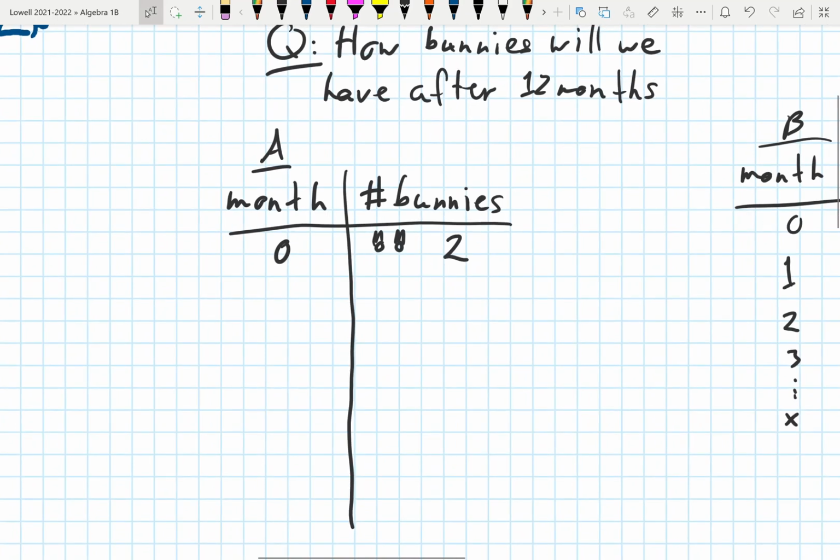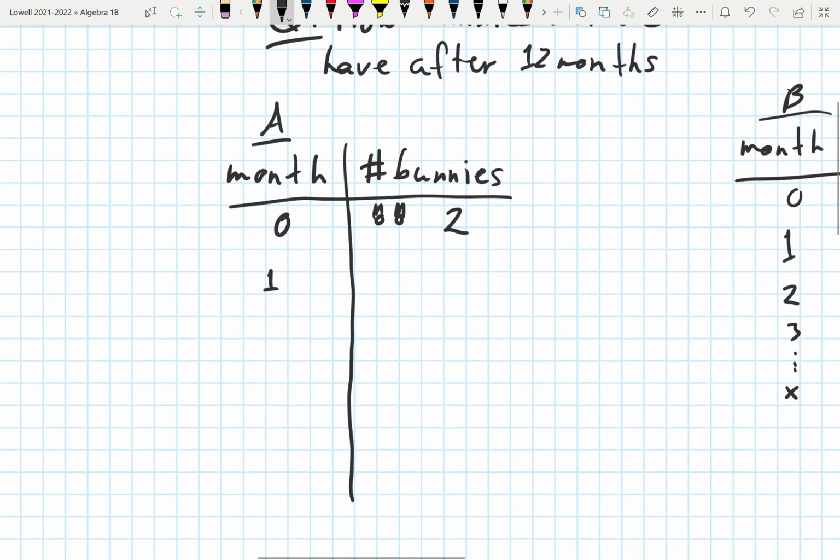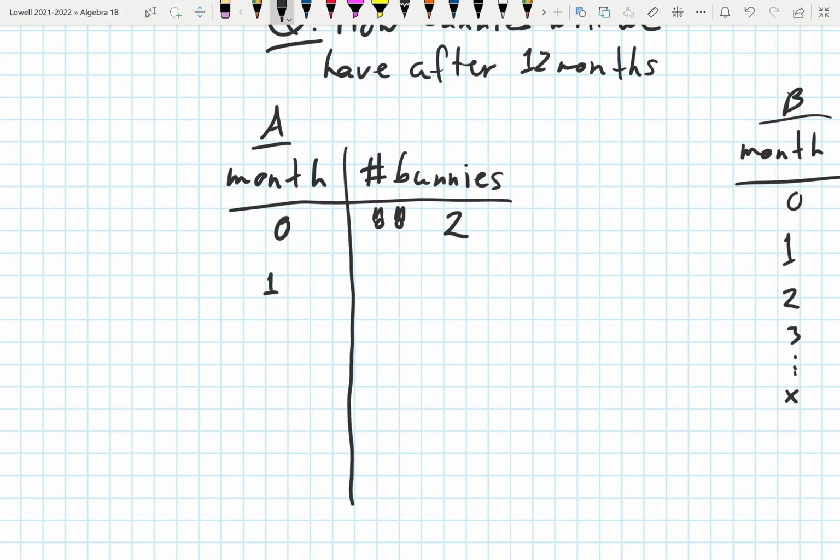Okay, now we also know that in the following month, those 2 parents are going to have 2 babies, right? That one pair has 2 babies. That's what it says. Each pair has 2 babies. Alrighty, so I'm going to start a row here for my parents. Those are the original 2 from the previous month. But our babies, well, they have 2 babies, so we have 2 more. And so altogether, we now have 4 bunnies.